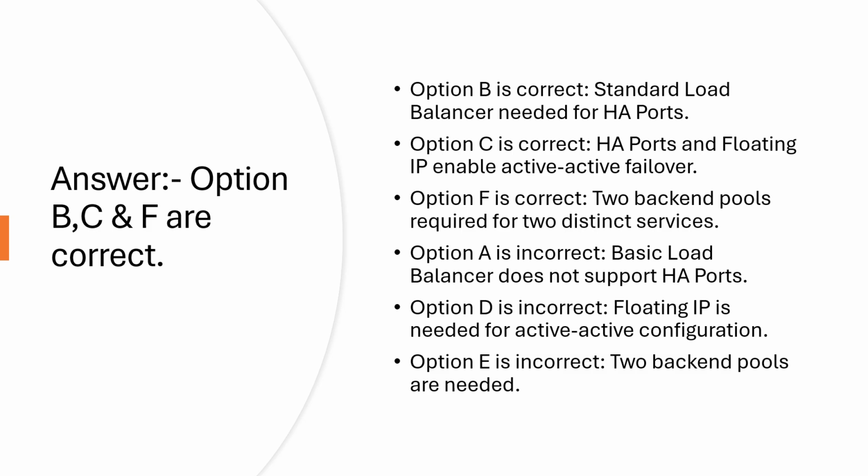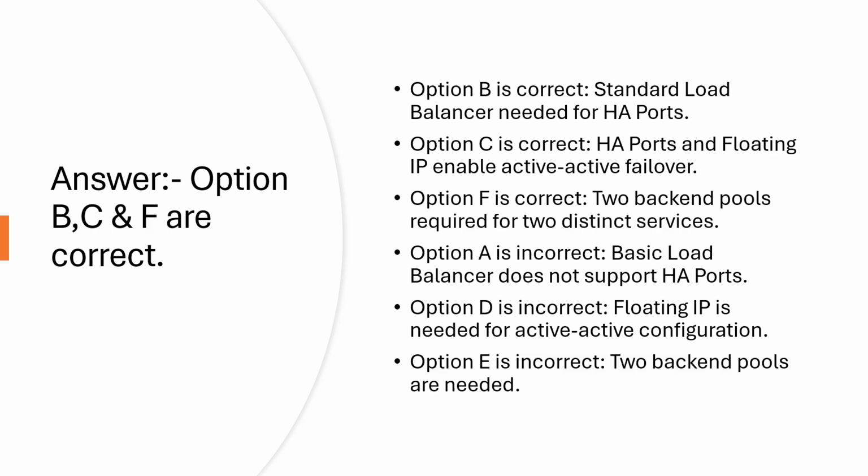Next, option C, add 2 load balancing rules that have HA ports enabled and floating IP enabled. HA ports, or high availability ports, allow us to load balance all ports simultaneously. This is essential for our NVAs, as they need to inspect all traffic. And the floating IP? That's what enables the active-active configuration and automatic failover. When one NVA goes down, the floating IP seamlessly moves to the other, ensuring minimal disruption. It's like a quick switch, keeping your traffic flowing.